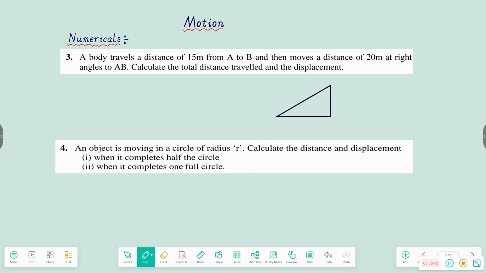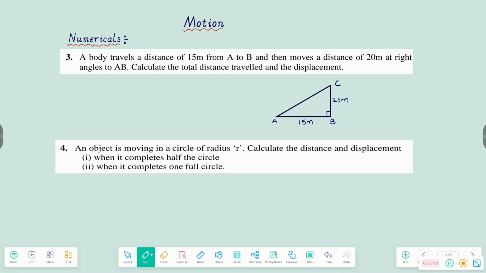Now let us see. Here what is given, let us take this is AB. A body travels a distance of 15 meters from A to B. A to B 15 meters is given. And perpendicular to AB, how much distance is it travelled? 20 meters. So this is 20 meters given. Perpendicular distance is 20 meters, right angle to AB. Calculate the total distance travelled. So let us take this is C.